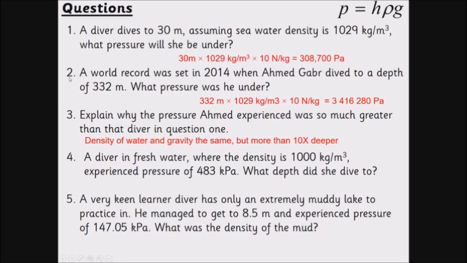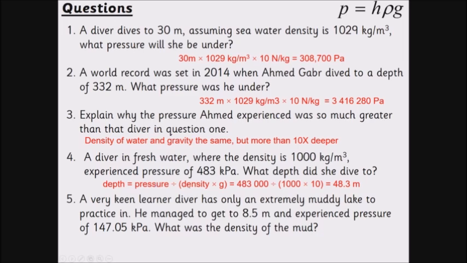Okay, a diver in fresh water where the density is 1,000 kilograms per metre cubed, remember this isn't seawater now, it's fresh water, experiences a pressure of 483 kilopascals. What depth did she dive to? Well, to do this we need to rearrange the formula. So looking at the formula, we can say that pressure divided by density times gravity will give our height.